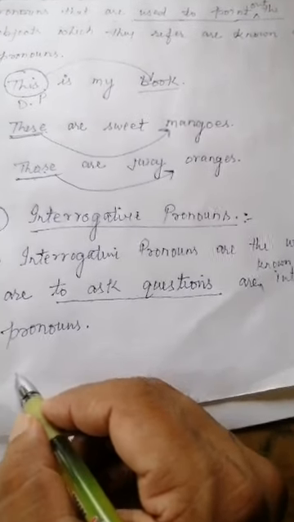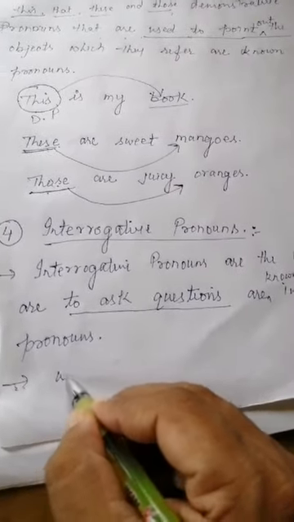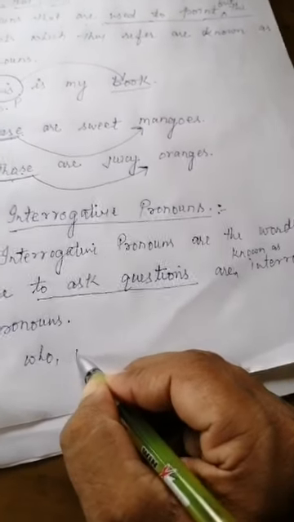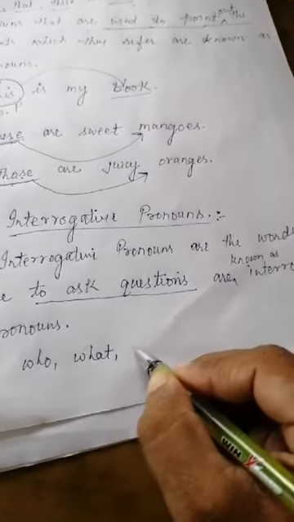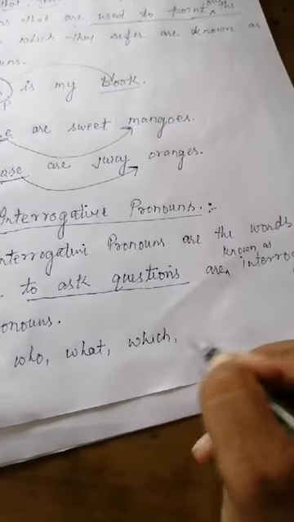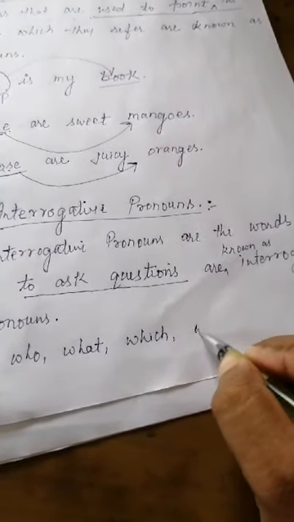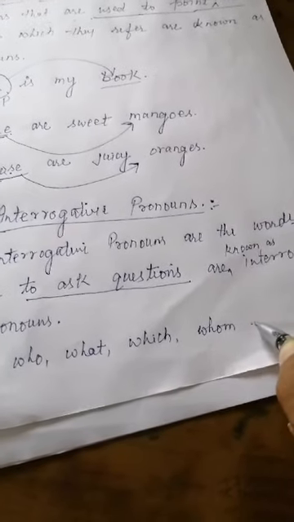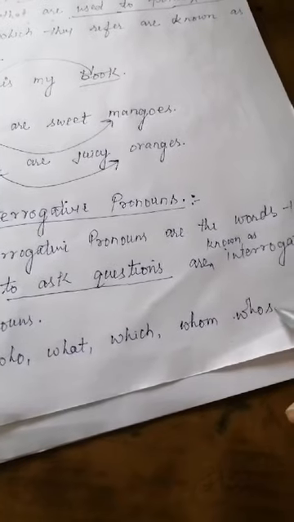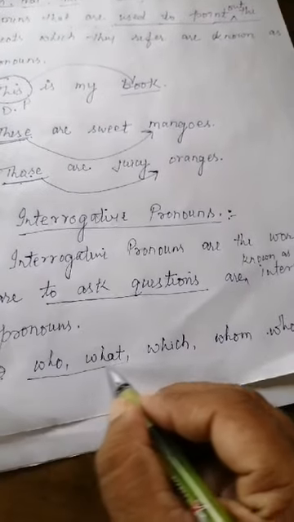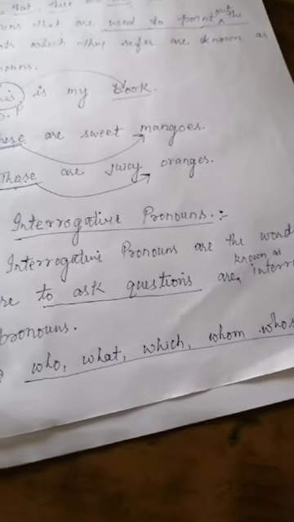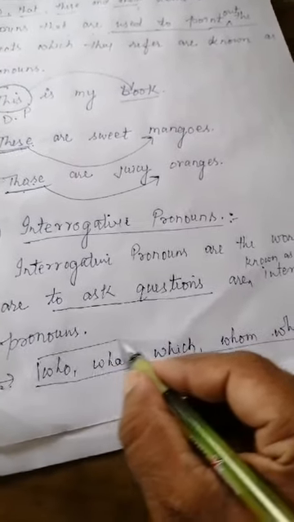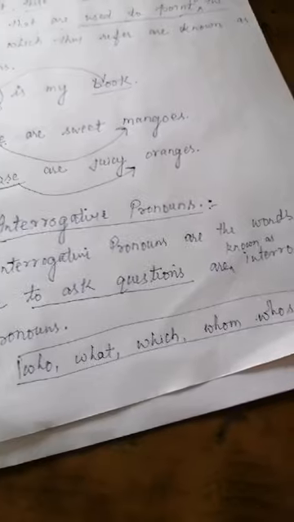Note here, now some examples and some words actually. What are the words? Here we write the interrogatives like who, what, which. And you know these words are WH words, question words, who and whose. So these are the words which are known as interrogative pronouns. Now let us understand with some examples.